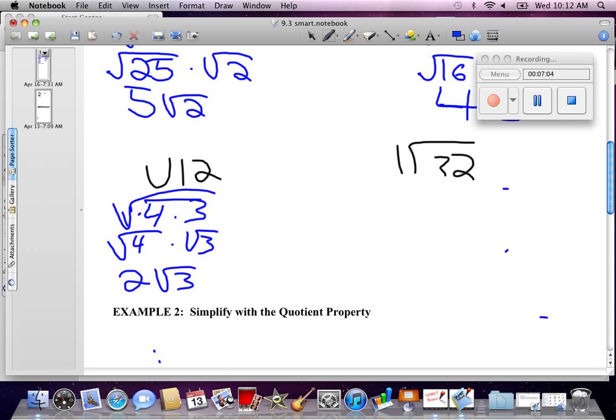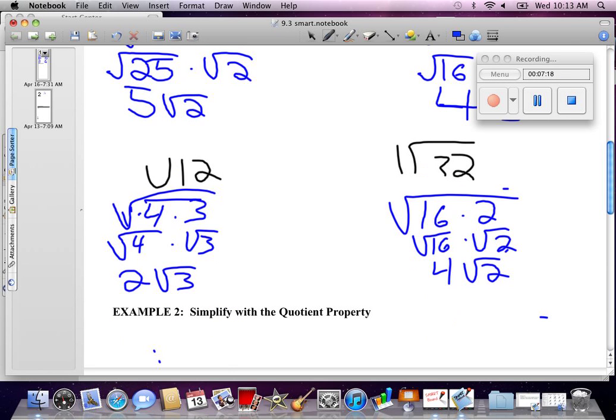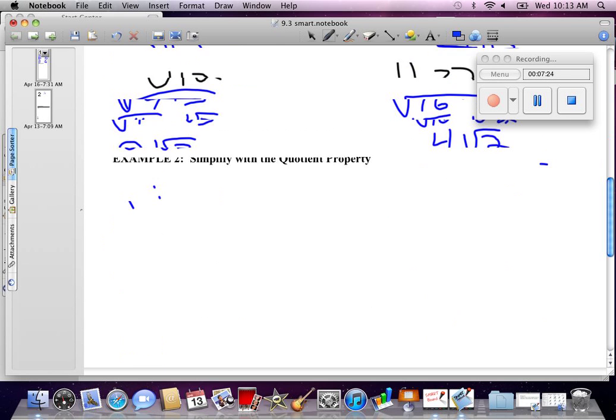So again, you'd look at your perfect squares and you'd go all the way up. 25 doesn't go in there evenly, but 16 does. So you get the square root of 16 times 2. So you get the square root of 16 times the square root of 2, which gives you 4 square root 2. Let's turn it over and look at the back.